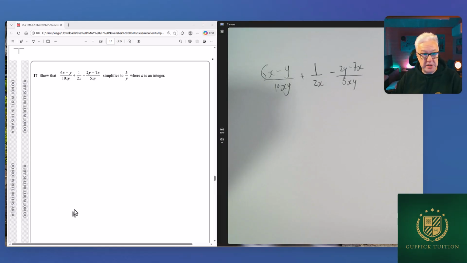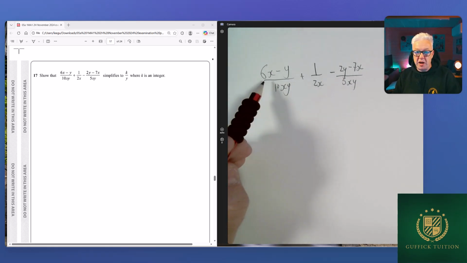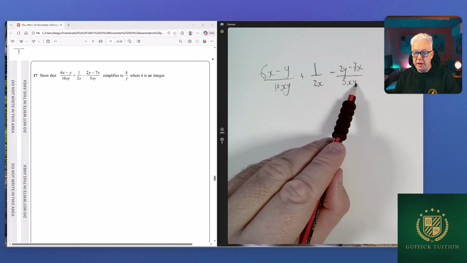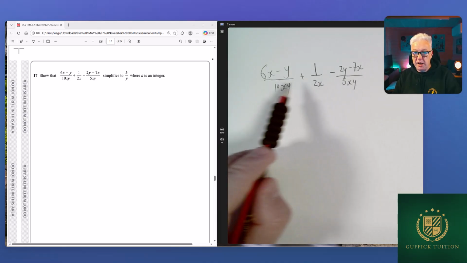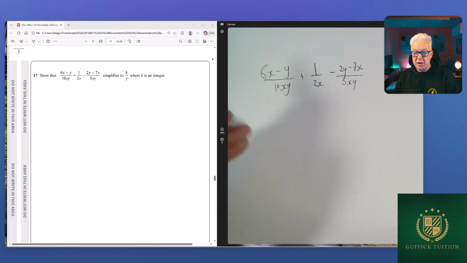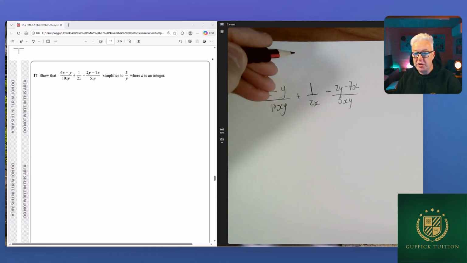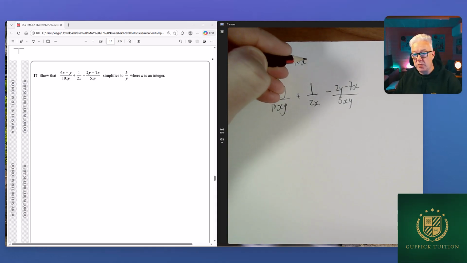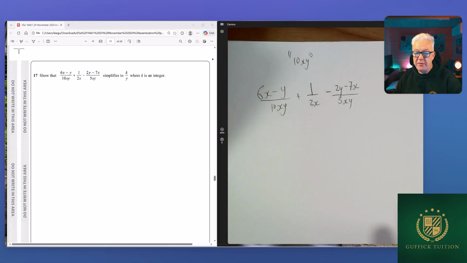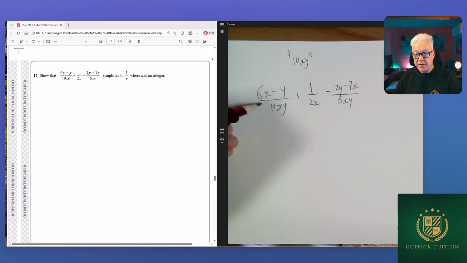Right, what have we got to do on this one? It says, show that it simplifies to something over y. Well, what would I do here? I think the first thing to do is get the whole thing over a common denominator. So you look at this and you think, right, what have I got here? I've got 5xy, I've got 2x, and here I've got 10xy. So I think a really sensible common denominator would be 10xy. So we're going to try and get everything over 10xy. So I don't need to do anything to that one. That one's good to go.